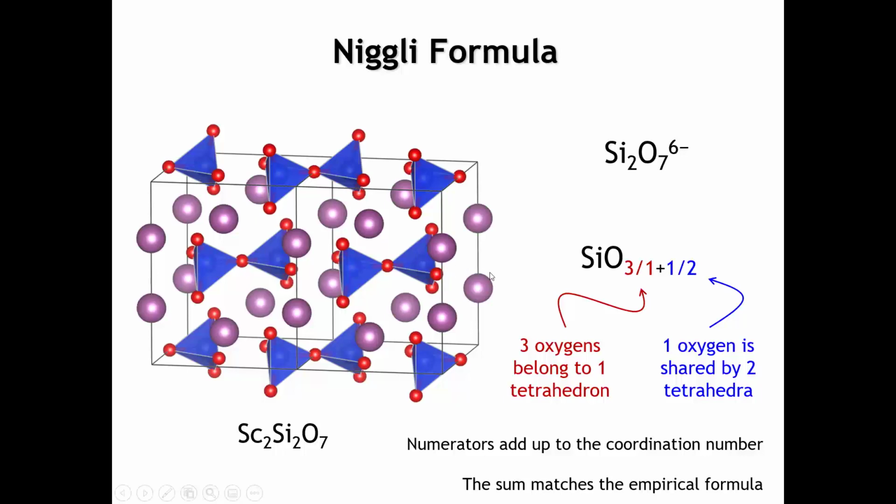Now, if we were to add up all of the numbers in the numerator here, we would get the coordination number of the silicon, 3 plus 1, 4, this tetrahedron. And if we were to add up the numbers in general, 3 plus 1/2, that would be silicon oxygen 3.5. Well, that gives us the correct ratio of the cation to the anion. And in Si2O7, there are indeed 3.5 oxygens for every silicon.